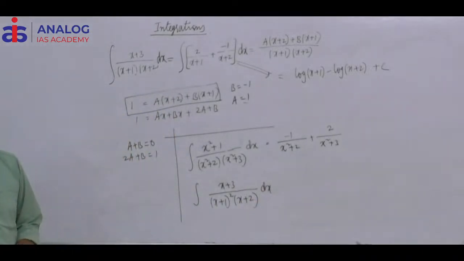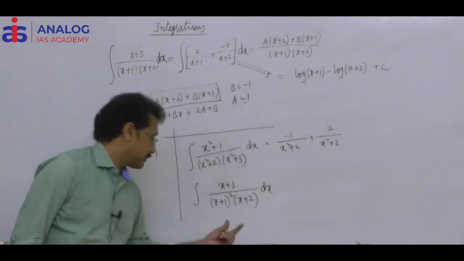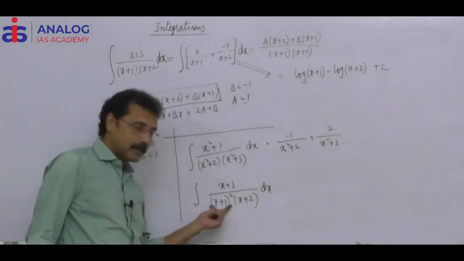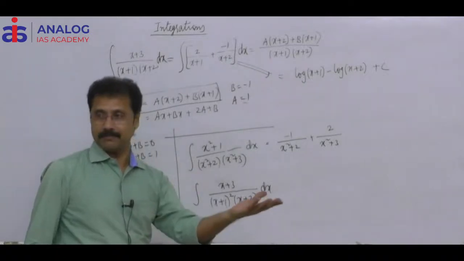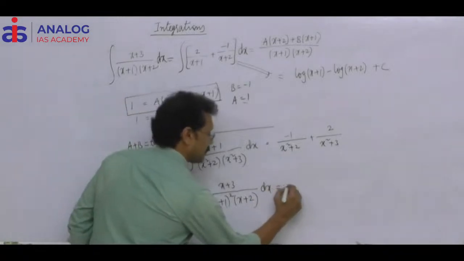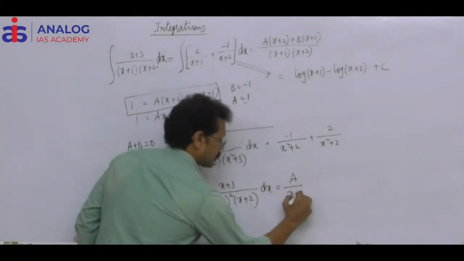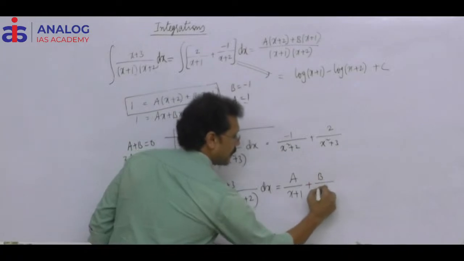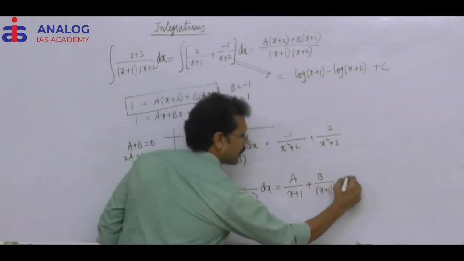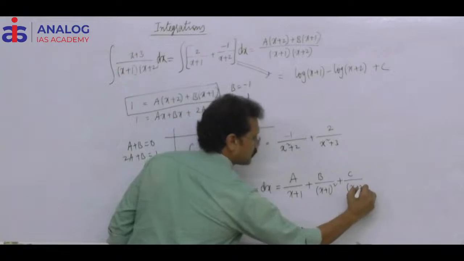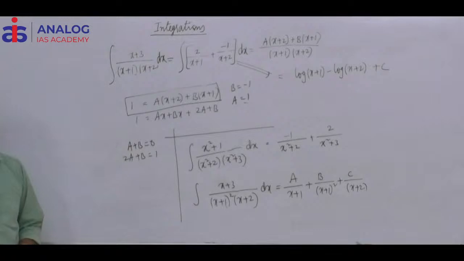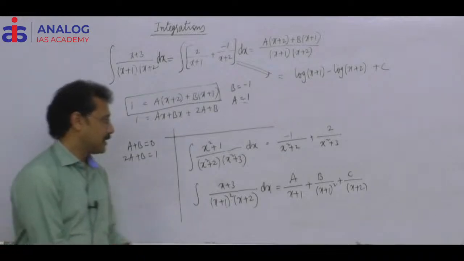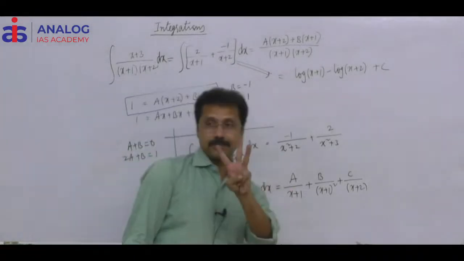Now always remember one thing: whenever you have square or cube terms here, you will get an extra term in your right hand side. This is nothing but a by x plus 1, plus b by x plus 1 whole square, plus c by x plus 2. This is how you have to write the partial fractions. Is that clear? Okay. Now there are three things that you need to find out.